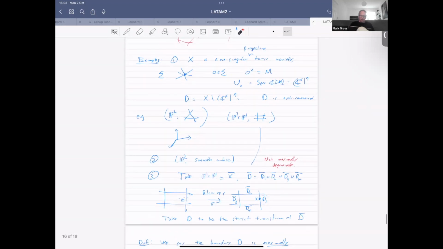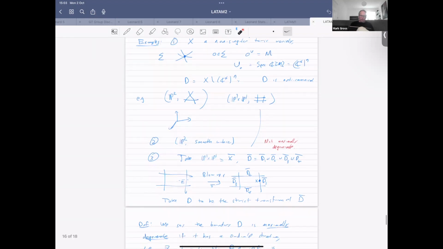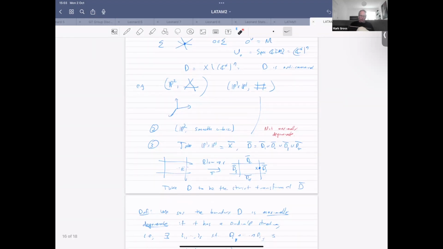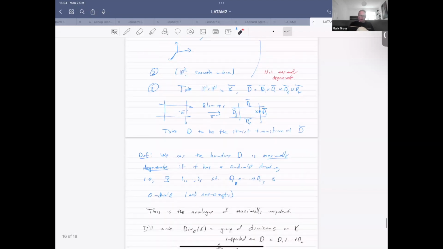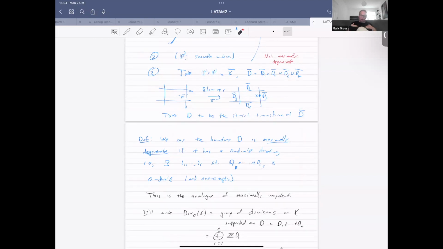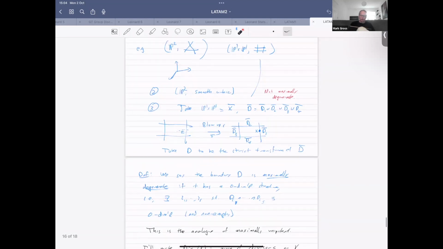And I gave some examples. We have the toric variety with the toric boundary. We had P2 with a smooth cubic, and we had the blow up of P1 cross P1 at a single point in the toric boundary. I introduced the notion of being maximally degenerate if there's a zero-dimensional stratum, i.e. some intersection of these boundary divisors is zero-dimensional. So, for example, the first and the third examples are maximally degenerate, but the second example with the smooth cubic is not.